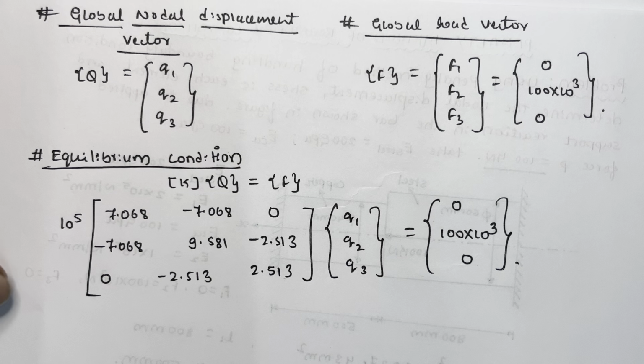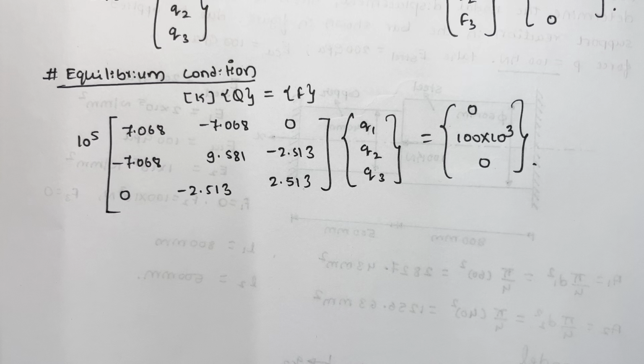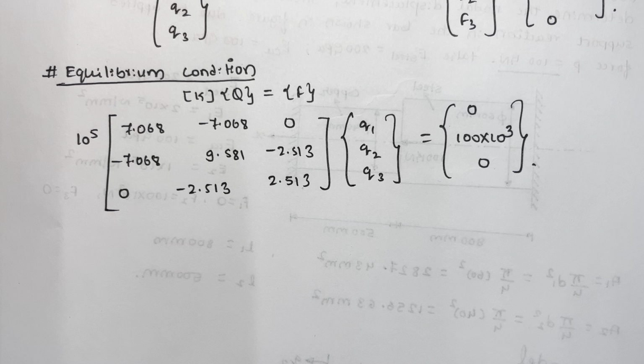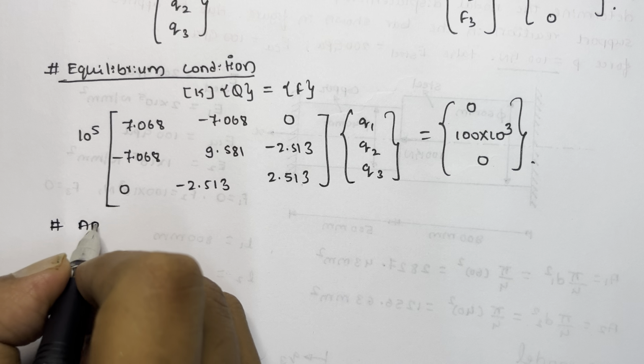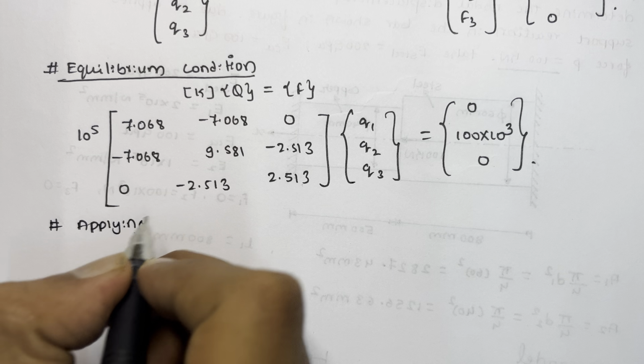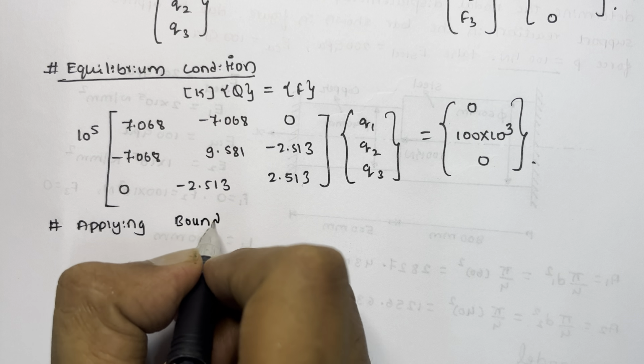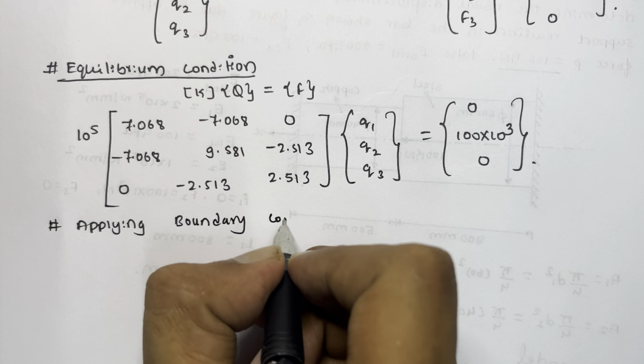Okay, now here we have two types, one is the elimination method and one is the penalty approach method. Here according to the question we have to solve this problem according to the penalty approach method. Okay, so we'll apply the boundary condition.